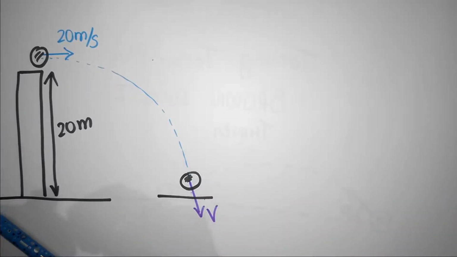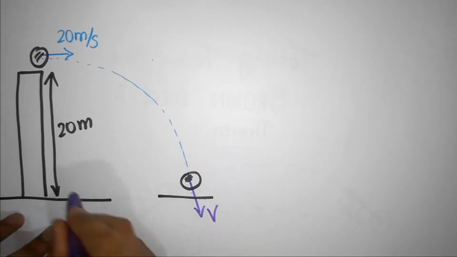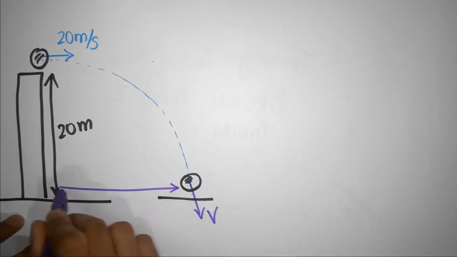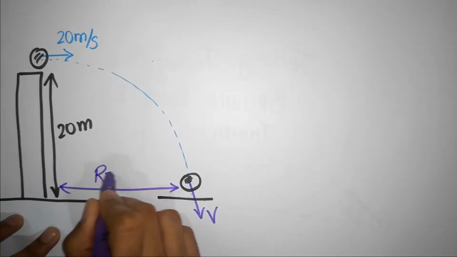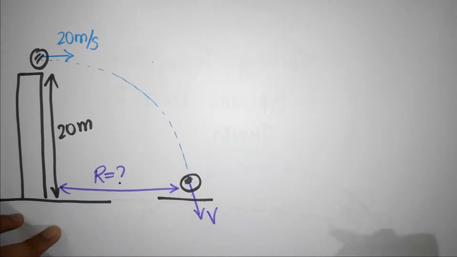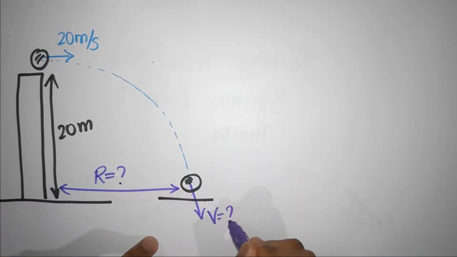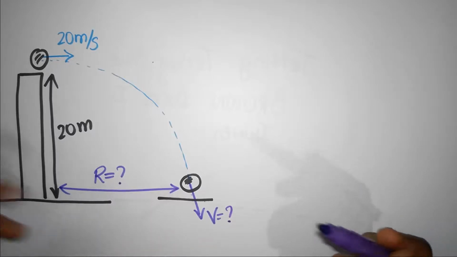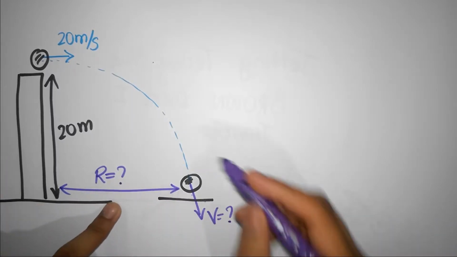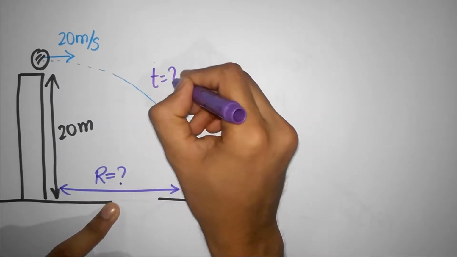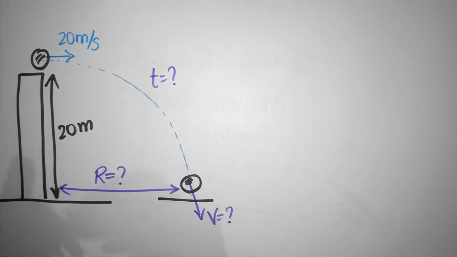And the question is, what is this horizontal distance traveled by the ball? So I want to calculate what this distance is, and I'll call it r. And I want to know what r is. I also want to know what v is. And I want to calculate how much time it takes to reach over here. And we're going to solve all this without using any new formulae. We're going to use our knowledge of one-dimensional motion and use the knowledge of vectors.